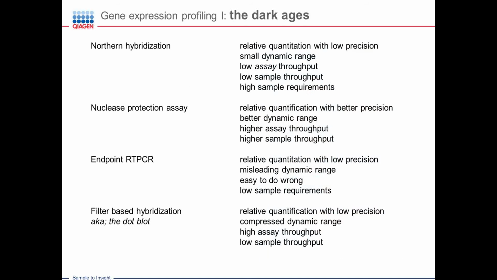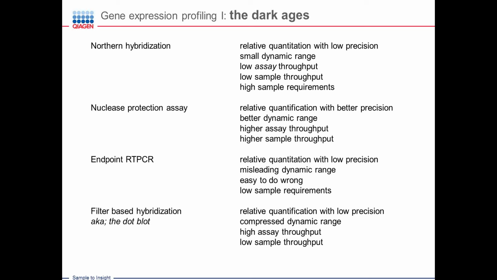So maybe not the dark ages, but the dim ages. Back when I started doing gene expression profiling, I did my first northern hybridization experiment in 1982. And back in those days, you essentially had two choices when you were looking at gene expression analysis. Northern blotting, which was essentially named northern blotting as a joke, as the opposite of southern blotting. Southern blotting was named for DNA hybridization, after Ed Southern, and northern was a play on Ed Southern's name.